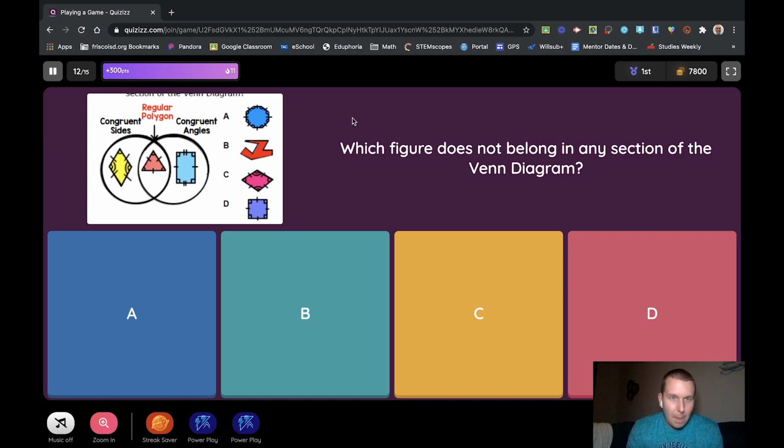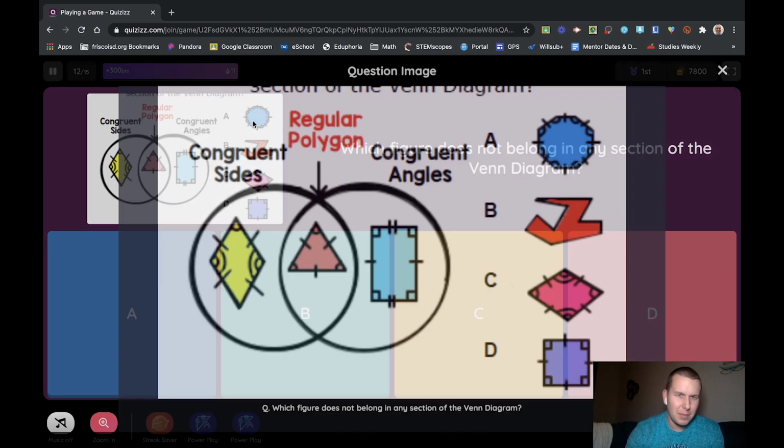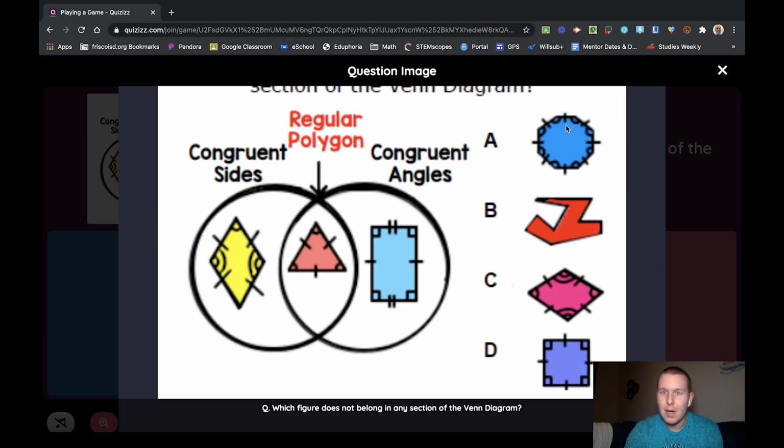But let's take a look. Looks like A, as funny as it looks with all the dashes. Can I make this a little bigger? Yeah, let's take a look at it a little bigger. Yeah, it looks like all congruent sides, all congruent angles. A is gonna be good.